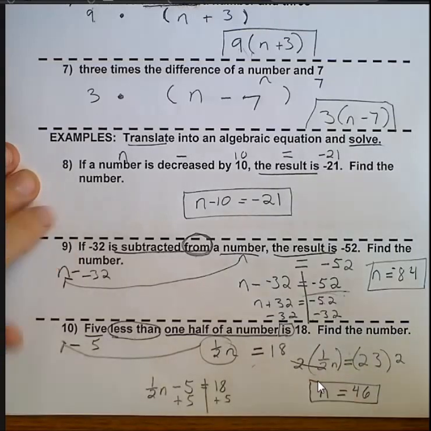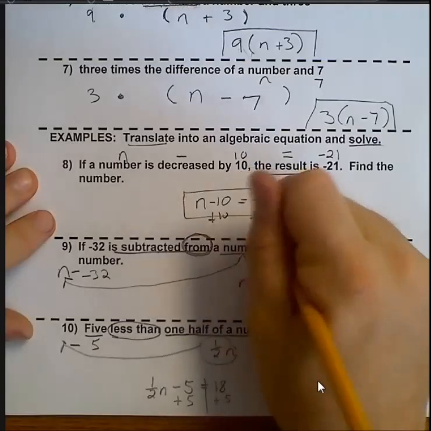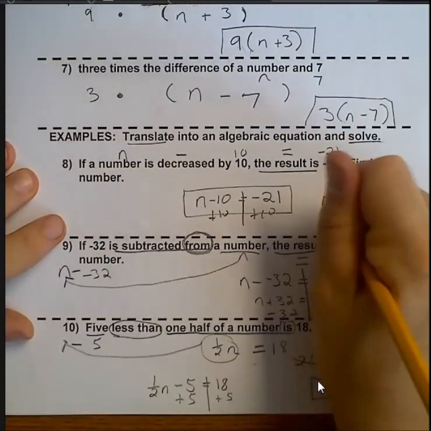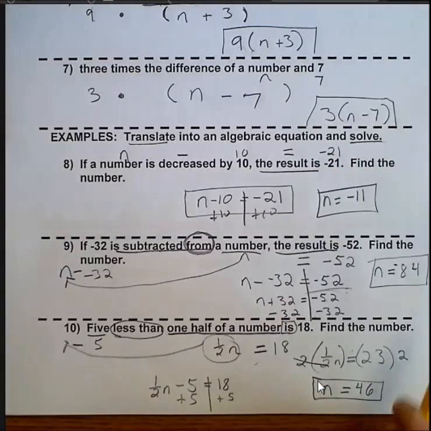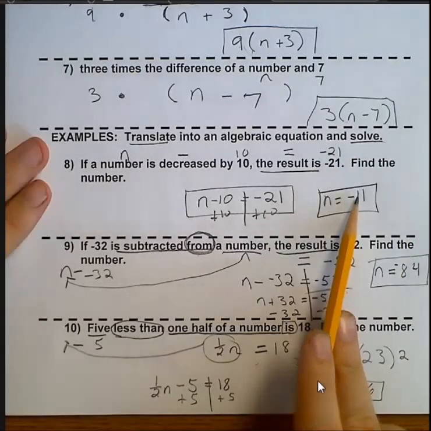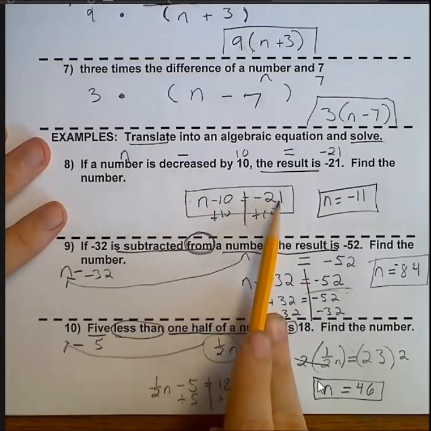Now, all these problems can be checked the way we talked about checking before. I actually didn't solve this one. Let me go back and solve this first one. I'm going to add 10 to both sides. Get that n equals negative 11. Okay. I want to go ahead and try this. Negative 11 minus 10 equals negative 21.